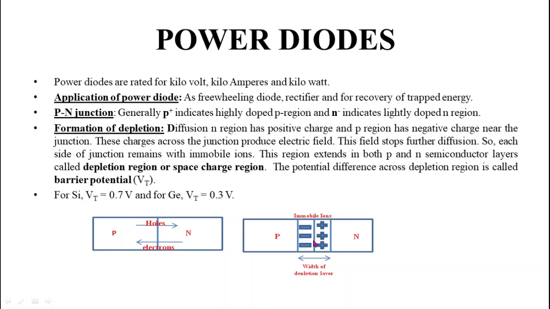The potential difference across this depletion region is called the barrier potential Vt. This barrier potential Vt is equal to 0.7 volt for silicon and 0.3 volt for germanium.